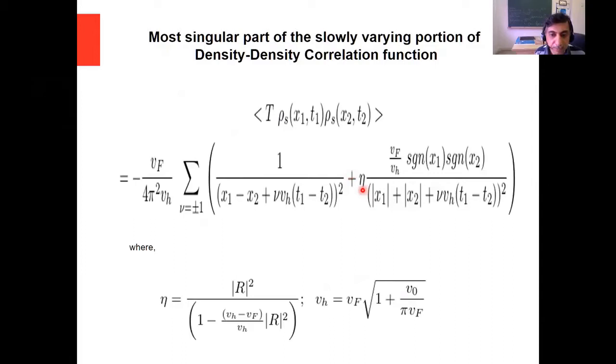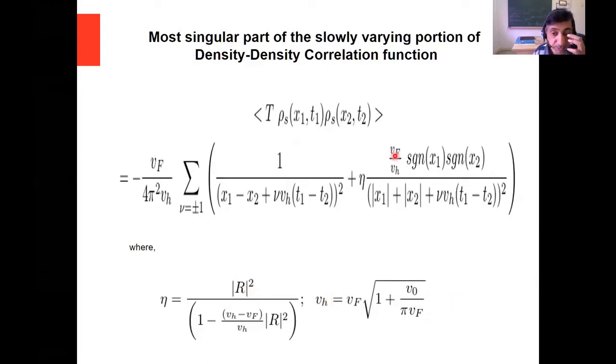So the point is that, to cut a long story short, because I have spoken about this earlier at the last Tokyo Tech conference, I pointed out that we were successful in deriving the most singular part of the density correlation function with interaction and with impurities in this really beautiful closed form. So this mod R is basically the bare reflection coefficient of the cluster of impurities near the origin, and VH is this holon velocity.